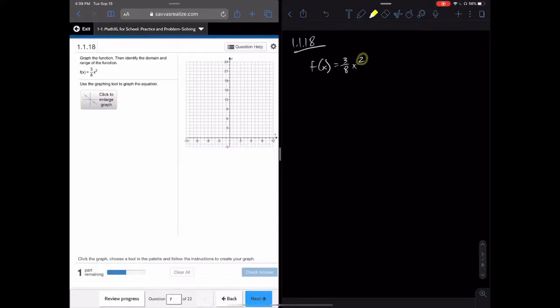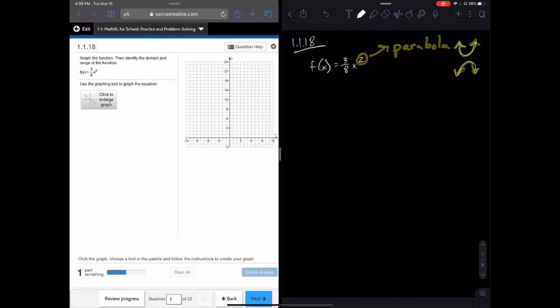This x squared, however, tells me that this is a parabola. So I know my graph is going to look something like that, or it might be upside down. Those are poor sketches. Let's fix those. But we know it's going to be a parabola because it's x squared.